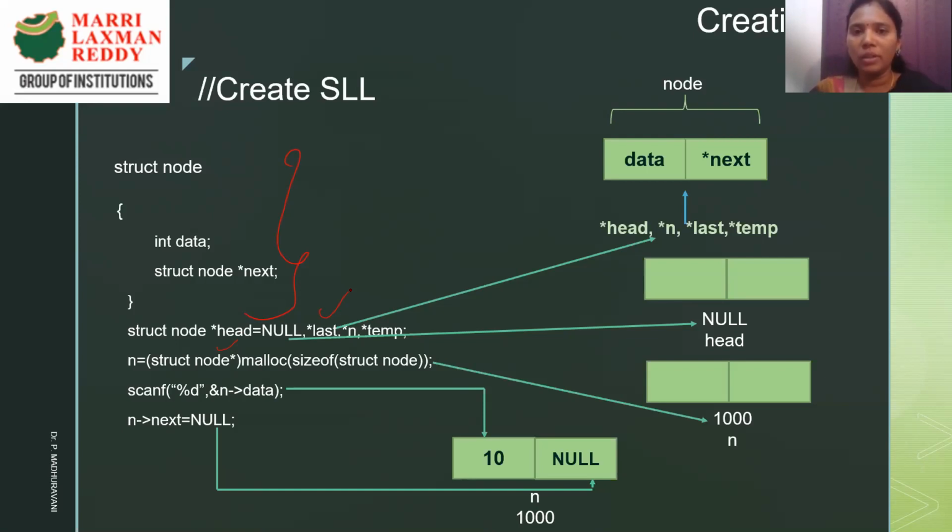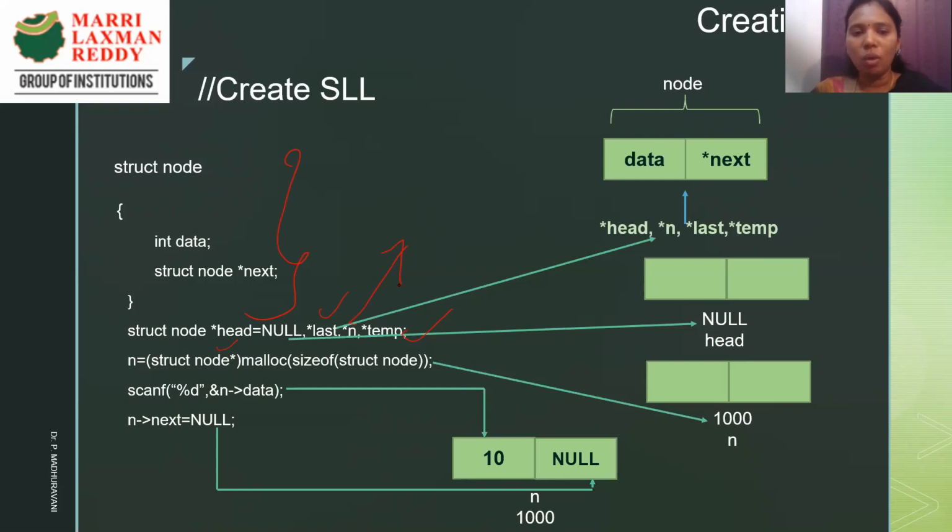Now, one more pointer is very important, that is the temp pointer, which is used to move in between the nodes. That means we should not move the head pointer from the first. You should not move the last pointer from the last. The only pointer which can be moved in between the head and the last is the temporary pointer. Whenever you are allocating memory for the new node, that can be done with the help of n. n is nothing but the current node or the new node.